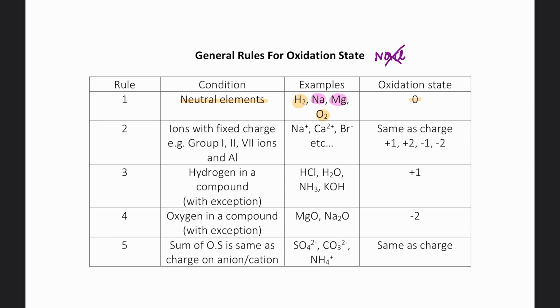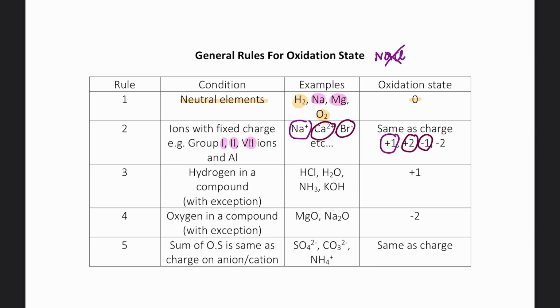Second rule: ions with fixed charge. Mainly they are from group 1, group 2, and group 7 ions, and also aluminium. For example, if you are looking at Na+, the oxidation state will be +1. It follows the charge. For calcium 2+, it will be +2. And for Br-, the oxidation state will be -1.